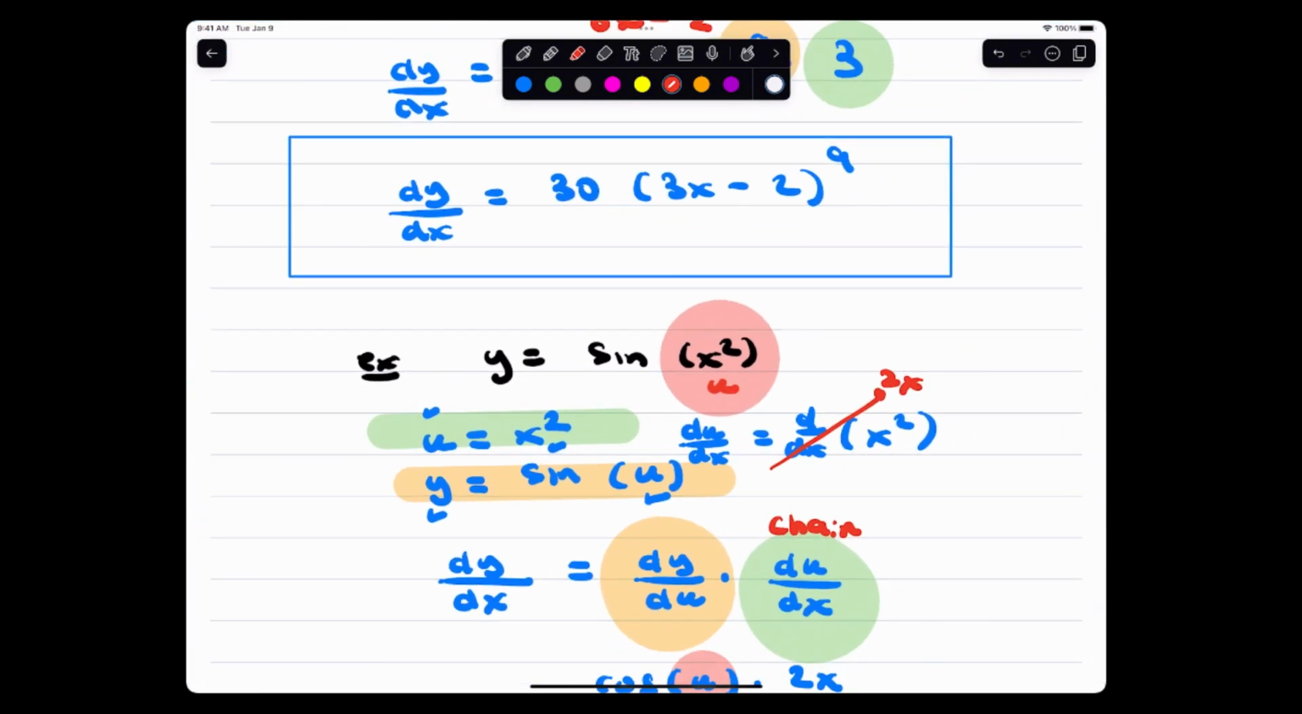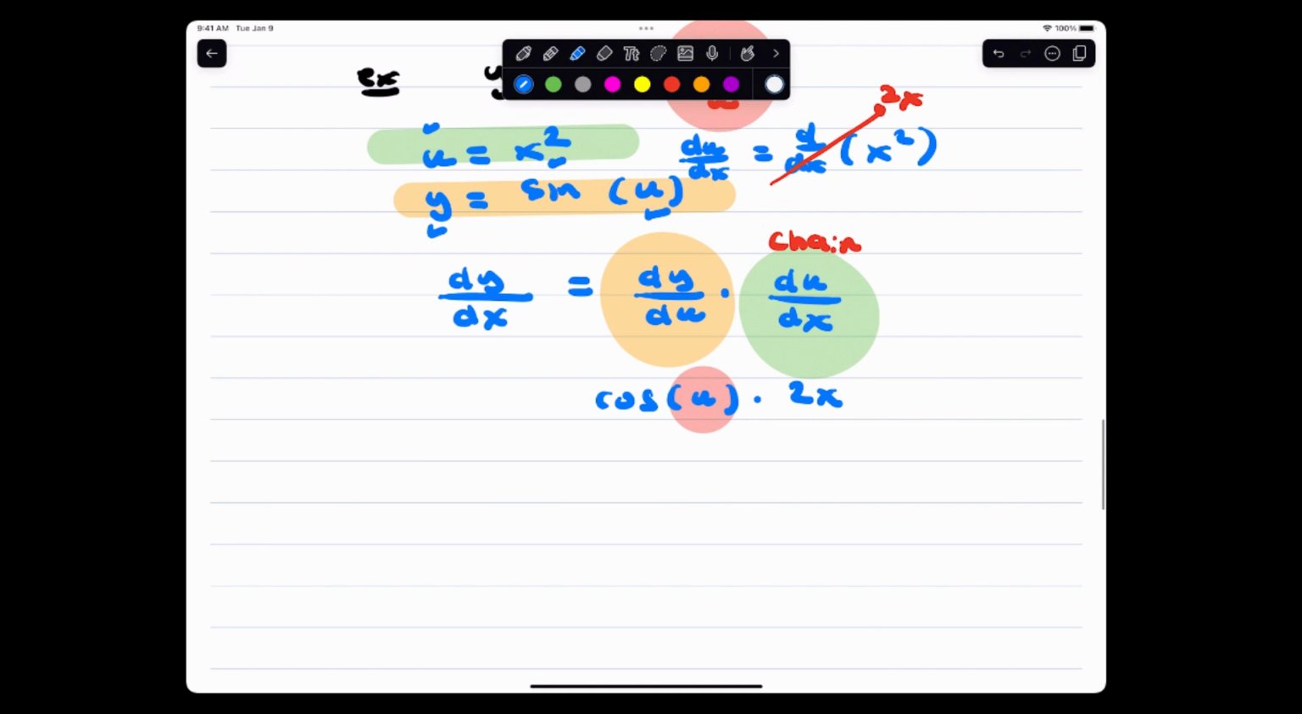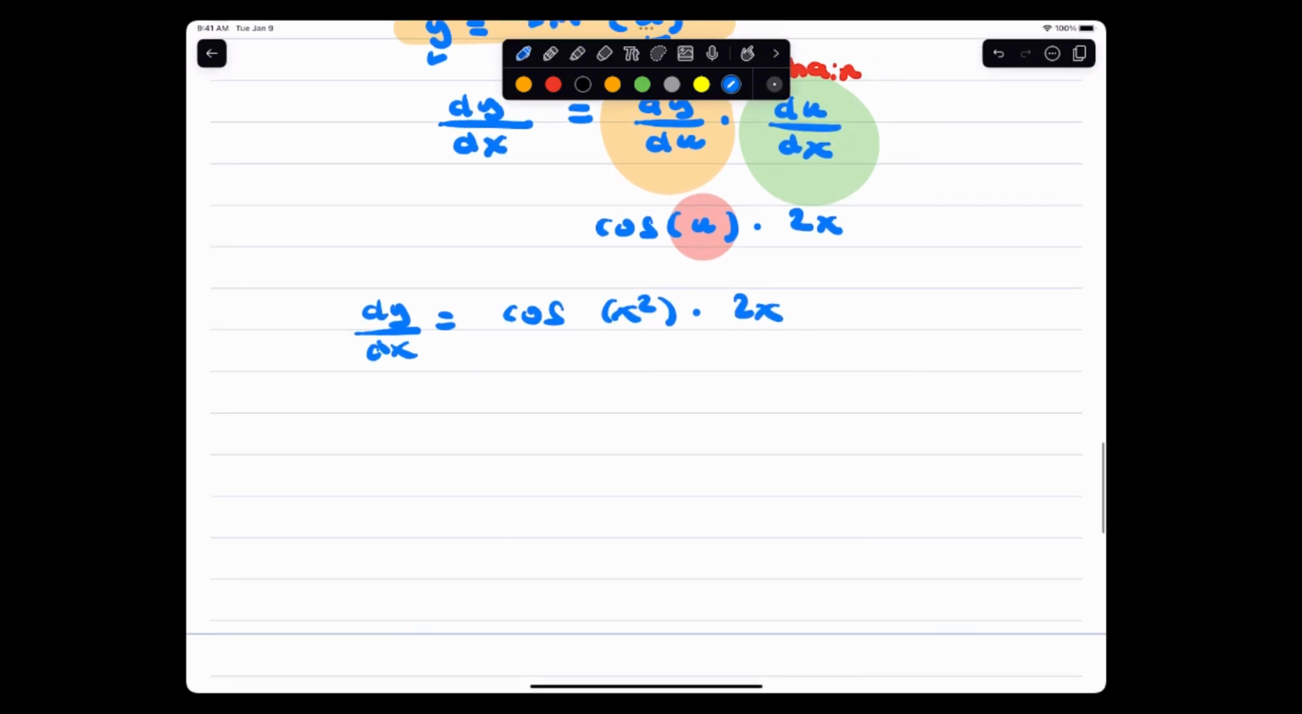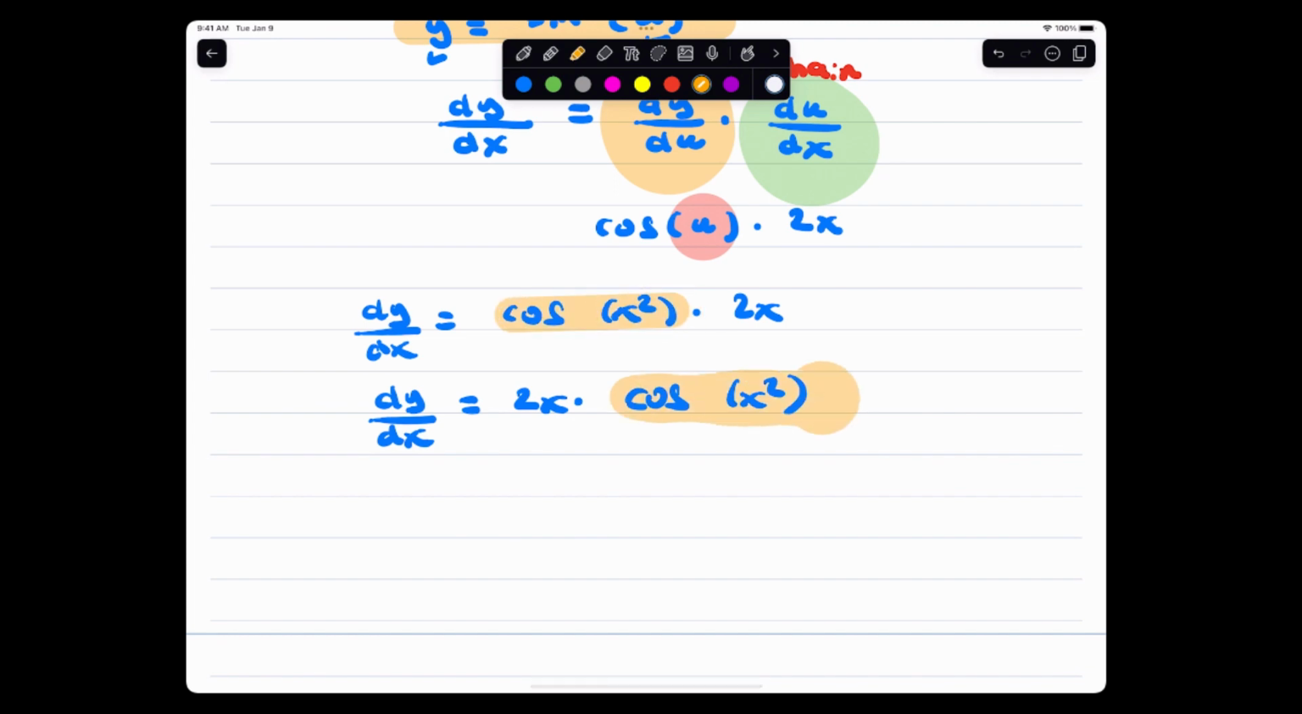x squared. So you go back and you say, okay, dy dx here is cosine of x squared times 2x. What do you do with that multiple? Looking back at the book, you know what they want to do? Since the order in which you multiply doesn't matter, they're going to actually switch that order on you, where this is that orange portion, which is going to be here, and then this is the green portion, which is here.